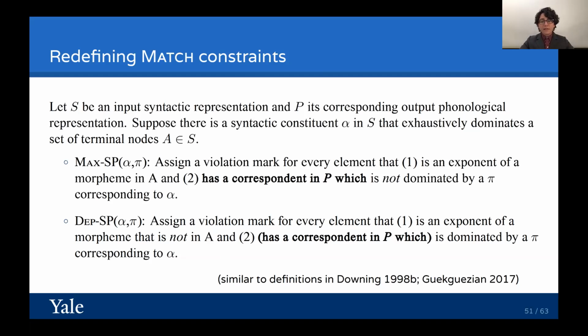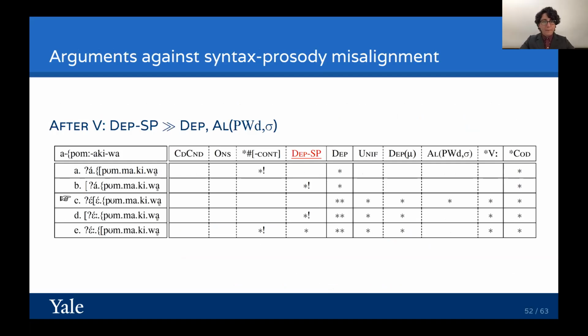So this kind of redefinition harkens back strongly to definitions that existed earlier in the literature. It's very similar to some definitions in earlier work by Downing as well as Peter Gwezian. The difference here is that I've simply changed the bolded part so that we don't penalize epenthesis, basically. Okay. And once we've done that, then everything works out okay.